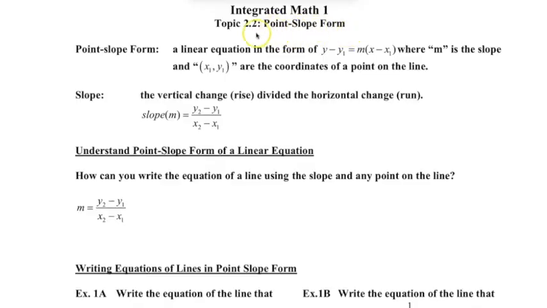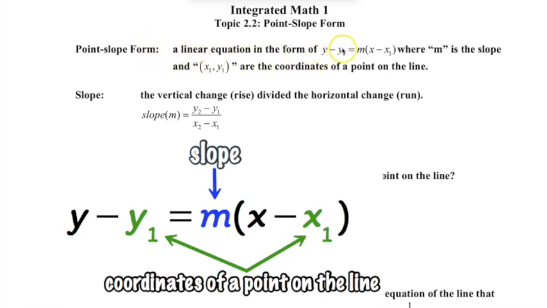Point slope form. This lesson's all about how to use point slope form in all the various ways. What is point slope form first of all? It's a linear equation in the form of y minus y1 equals m times x minus x1, where m is the slope and x1, y1 is the point.